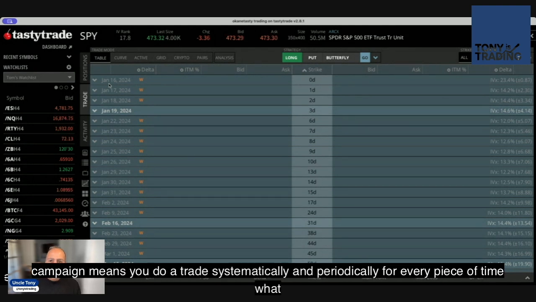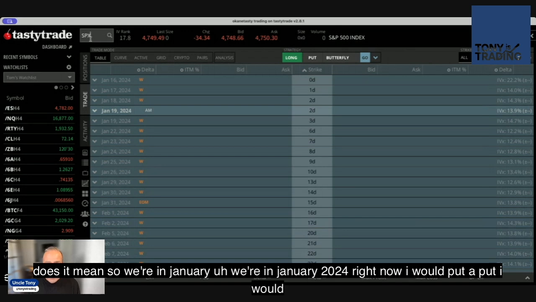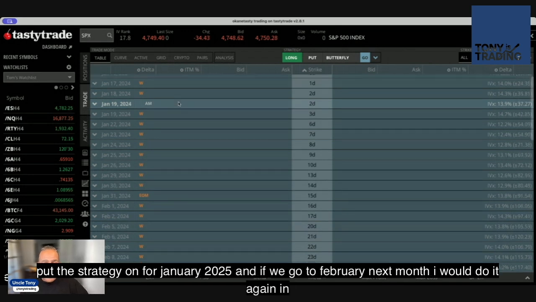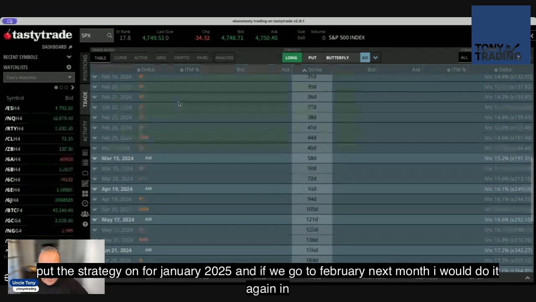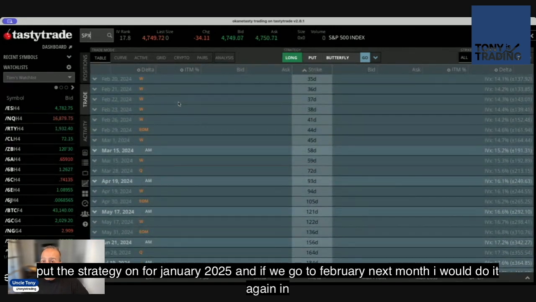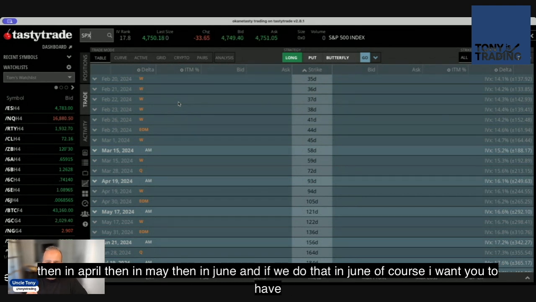Campaign means you do a trade systematically and periodically for every piece of time. What does it mean? We're in January 2024 right now. I would put the strategy on for January 2025. And if we go to February next month, I would do it again in February 2024. And then I would start having a trade on in January, then in February, then in March, then in April, then in May, then in June.